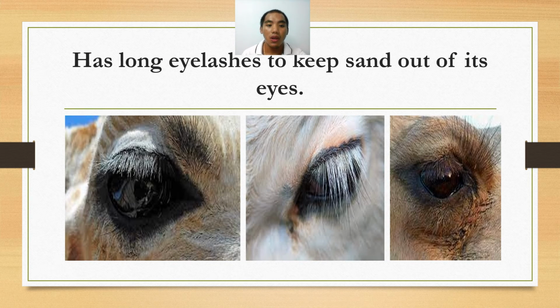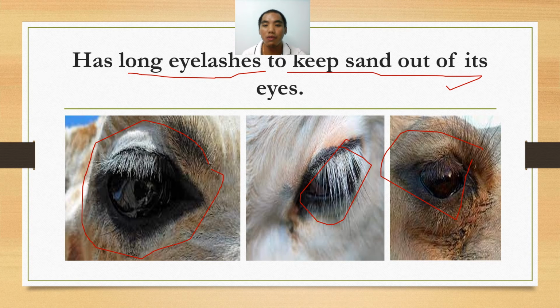Another is a camel got long eyelashes. Why do you think a camel got long eyelashes? In order for them to keep the sun out of its eyes. Because without their eyelashes, their eyes could be hurt from the sun, or the sun can get into their eyes. That's why they got long eyelashes to keep the sun out of its eyes. So that's the reason why they got long eyelashes.